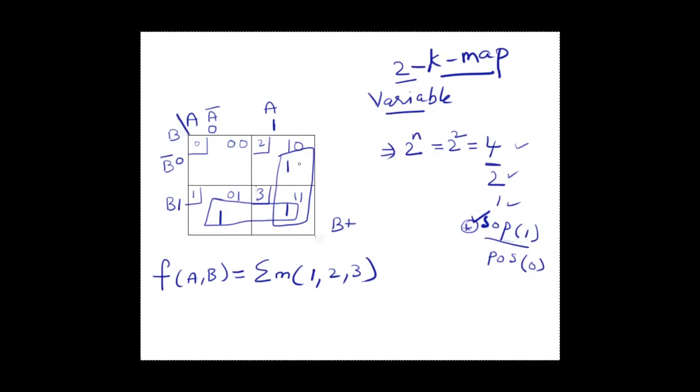Now coming to this group, for this one you have B bar and for this one you have B. But for both the ones A is common, so the common term is A. So this is the solution for this. So the answer for this is A plus B.